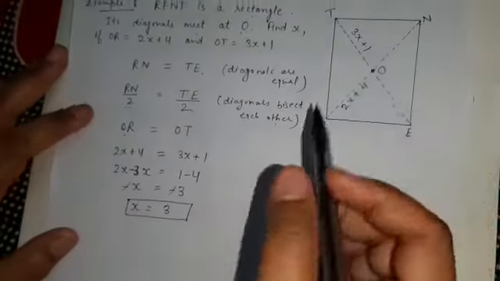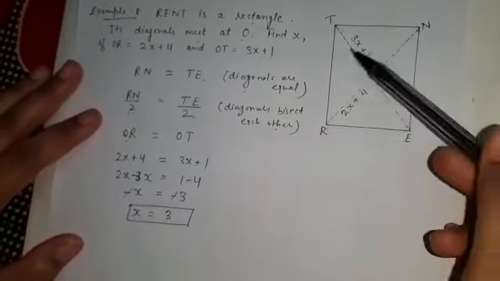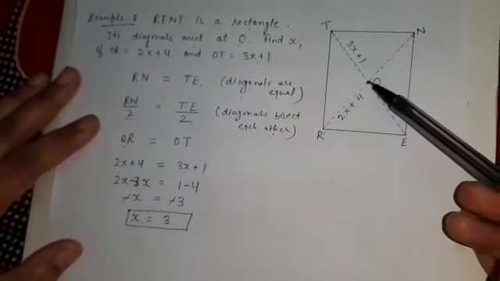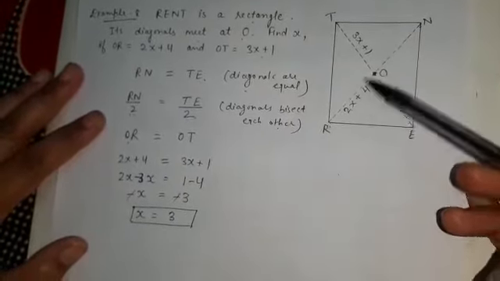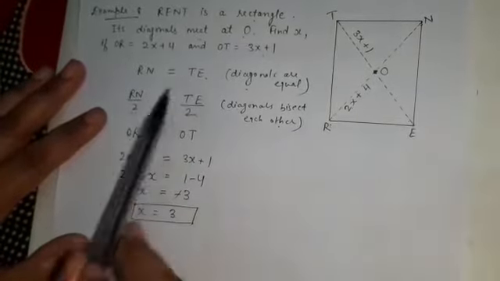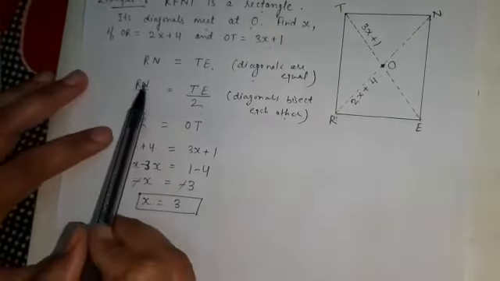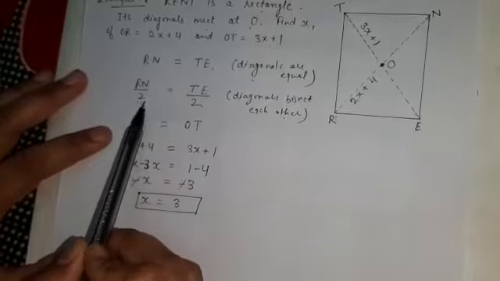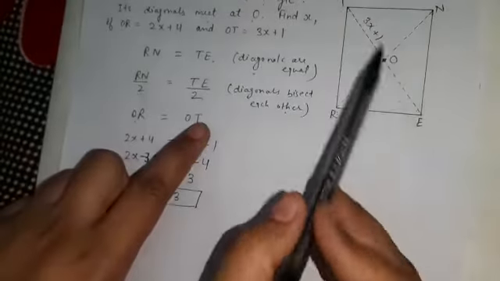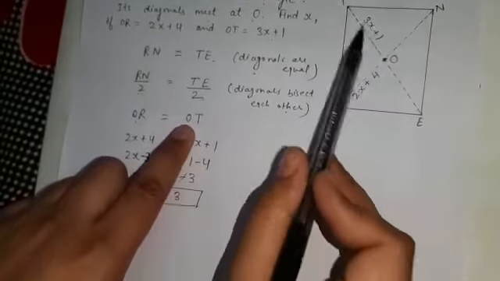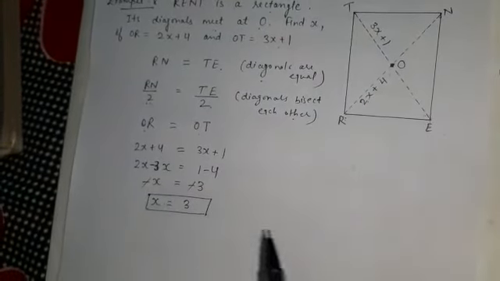Now listen one more time. In a rectangle, both the diagonals are equal in measure. If the diagonals are equal in length, then their halves are also equal, and at point O they are divided into two equal parts. To represent half, we write division by 2. The half of RN is RO, that means OR, and half of diagonal TE is OT. Then I put the values of OR and OT and simplify the equation.